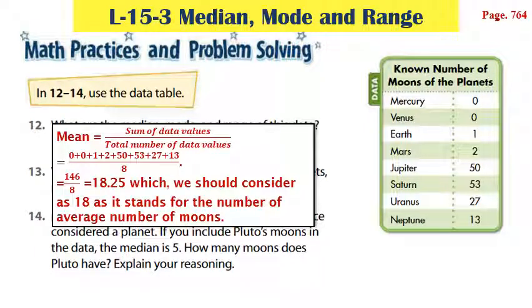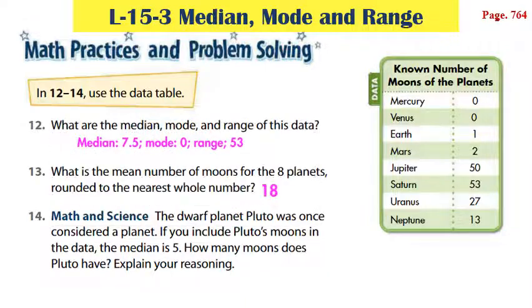Now, number 14. The dwarf planet Pluto was once considered a planet. If you include Pluto's moons in the data, the median is 5. How many moons does Pluto have? Explain your reasoning. Very good. Number of data points: with an odd number of data points, the median has to be one of the data points. Since 5 is not a value appearing in the table, it must be the number of moons Pluto has.